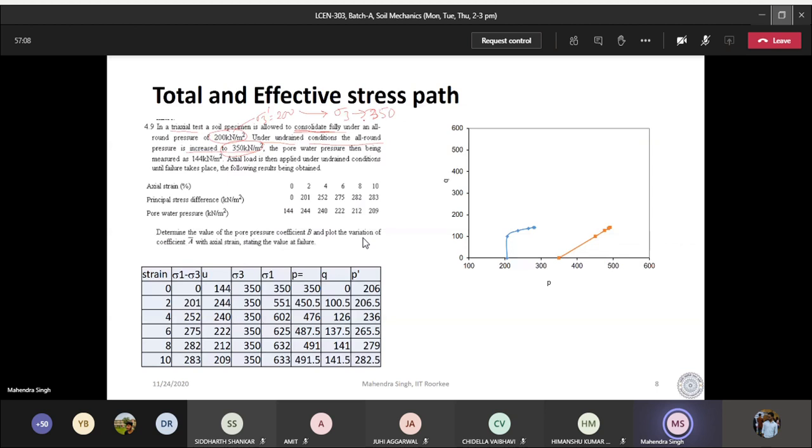And because it is undrained, so sigma 3 dash is not. Yeah, let us see further the question. So sigma 3 is 350 now. Let us see what happens. The pore water pressure then being measured at 144. So here at this place, when you increased the cell pressure, pore water pressure has become 144. So what is the effective stress? So sigma 3 dash is equal to how much? 350. And out of that, I subtract 144.